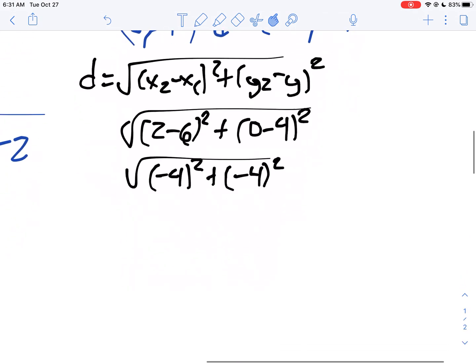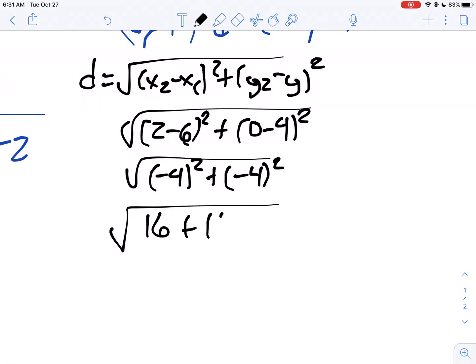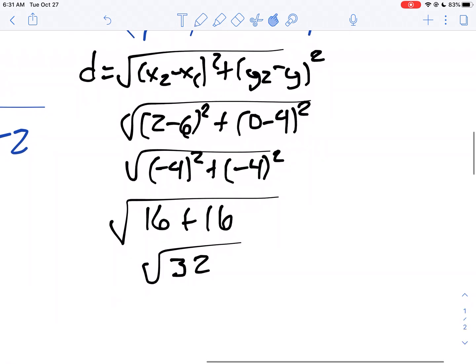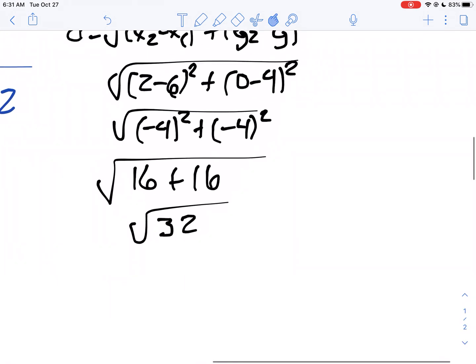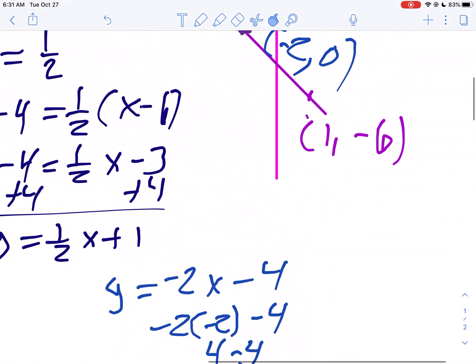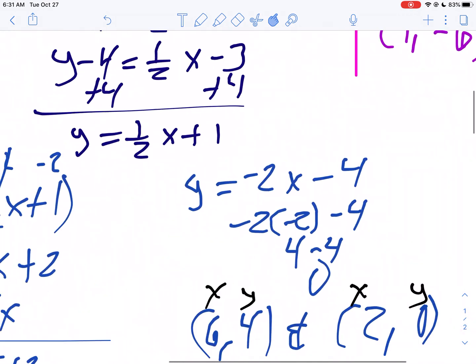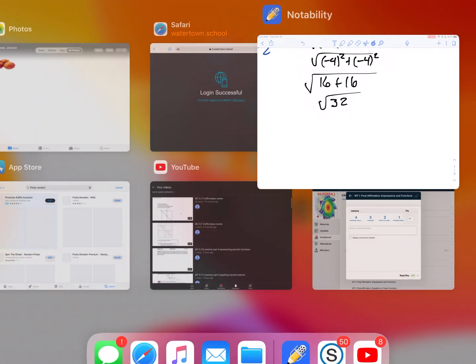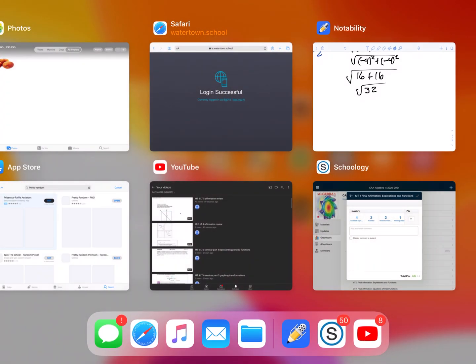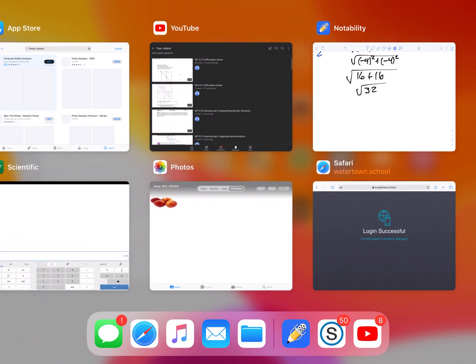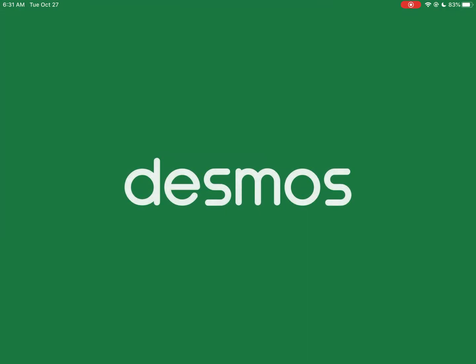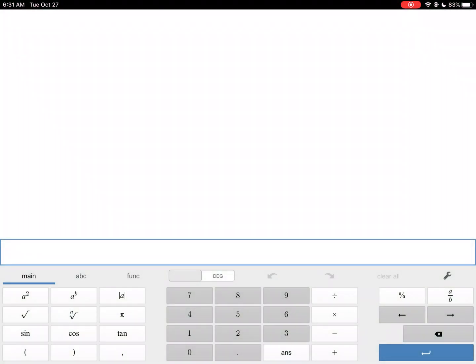I square each of those. We get 16 plus 16. So that's the square root of 32. I want the exact answer here, or you can put it as a decimal. I guess the directions don't tell us, so we'll do it both ways. Now I'll take out my calculator, if I can find it. Here we go. I'm going to take the square root of 32, and you get about 5.66.